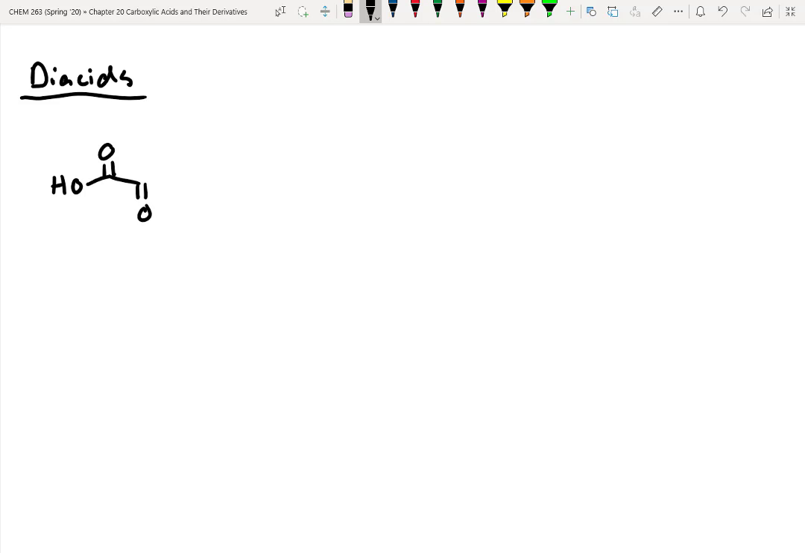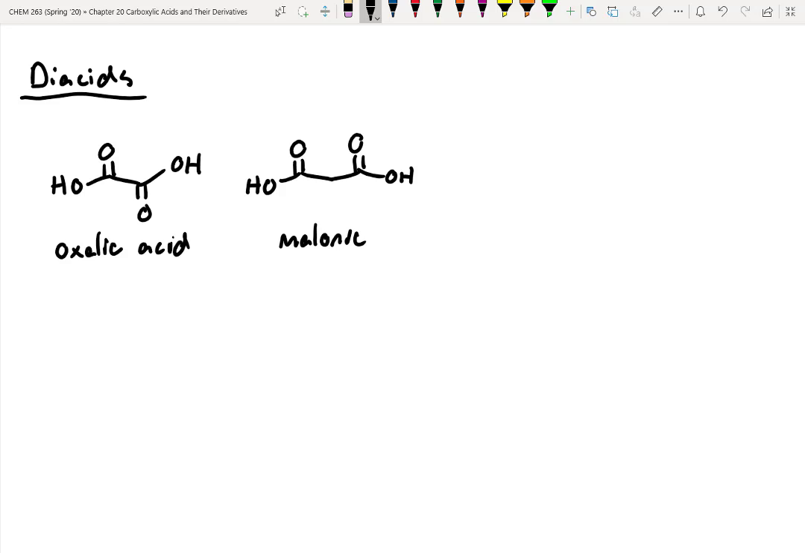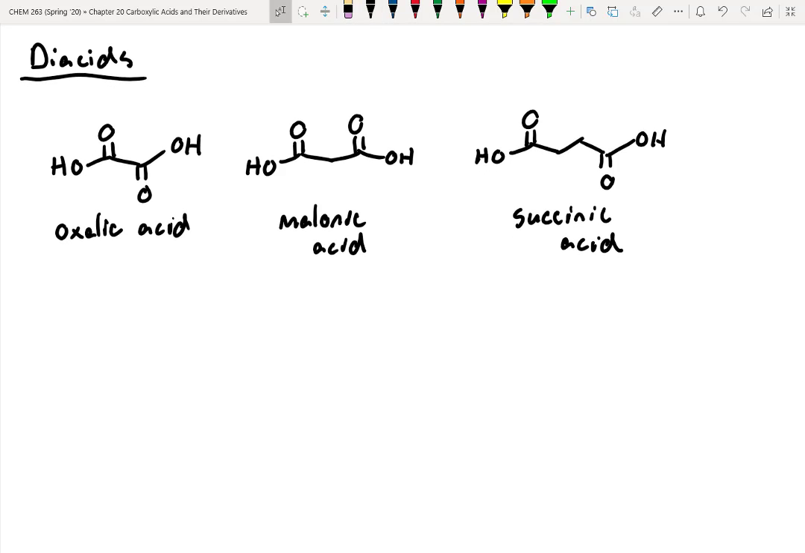The simplest diacid is when you have 2 carboxylic acids linked together, and this is called oxalic acid. The next one has 1 additional carbon in between. So it's got a 3-carbon backbone. This is called malonic acid. Next one, as you can imagine, has one more carbon in the backbone. This is called succinic acid. And then we can keep on going down the list. We'll add one more carbon.